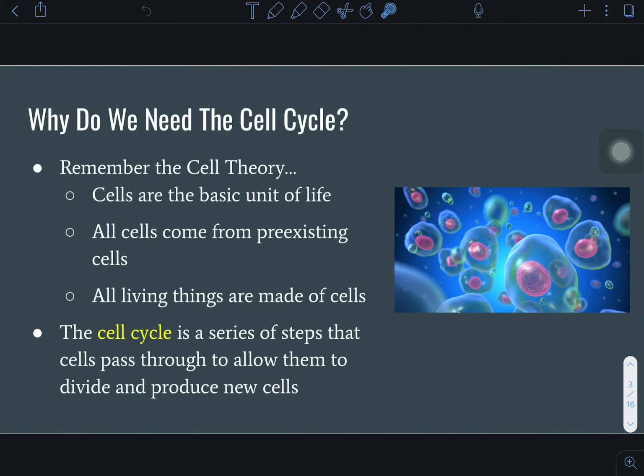So why do cells need the cell cycle? Remember, the cell theory says that cells are the basic unit of life, and all cells come from pre-existing cells. If they had to come from pre-existing cells, that means those cells had to have divided in order to get there. And also, all living things are made of cells. So the cell cycle is a series of steps that the cells go through to help them make these new cells that all living things must have.